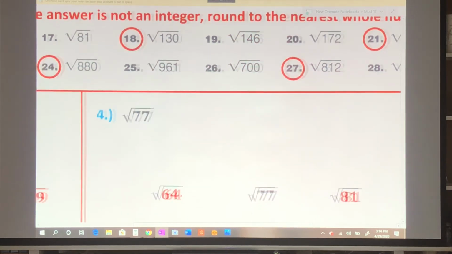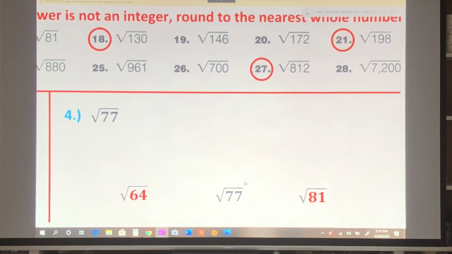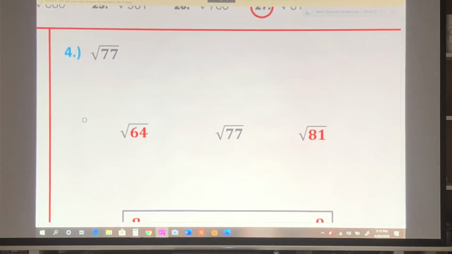That's what I did. 77. The number that popped into my head was 81. I know that's going to be 9. The number before 9, the whole number, is 8. Oh, okay. It sits in between 8 and 9. And that's what they're asking: between which two integers does the square root of 77 sit?